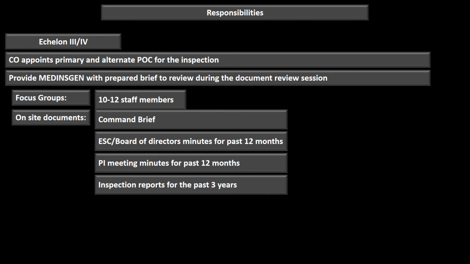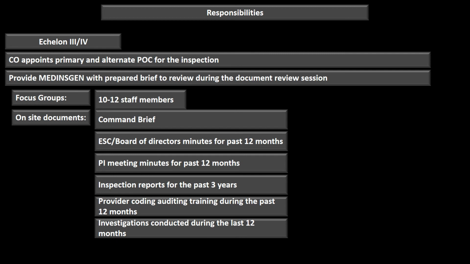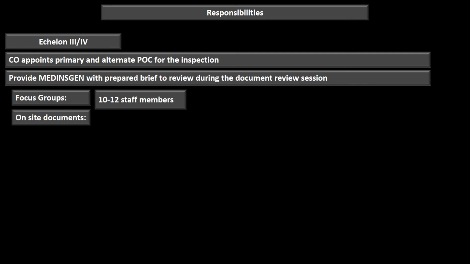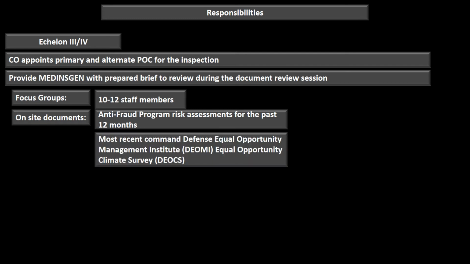Inspection reports over the past 3 years, so previous MEDIG inspections for the last 3 years, they have to provide copies of that. Provider coding auditing training during the past 12 months, investigations conducted in the past 12 months, command evaluation program reviews for the past 12 months. They've got to provide documentation on the anti-fraud program risk assessment for the past 12 months, the most recent DEOCS survey, the Defense Equal Opportunity Management Institute, that's the D in the DEOCS, Equal Opportunity Climate Survey.